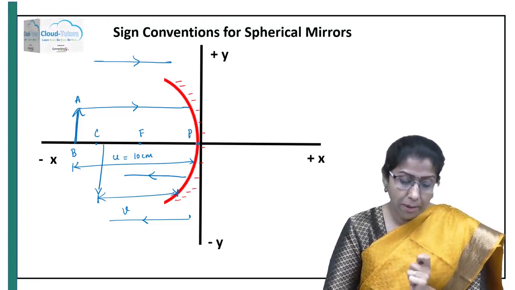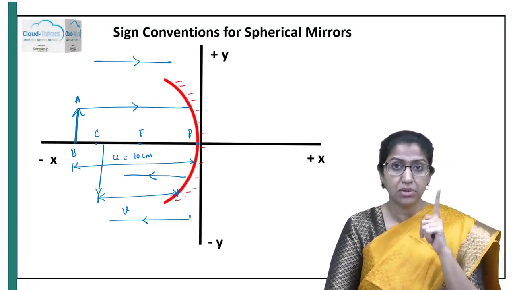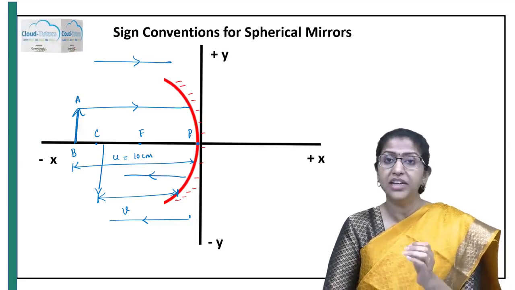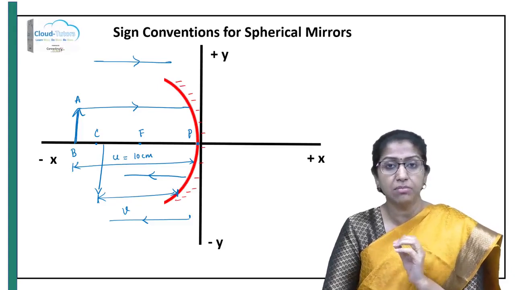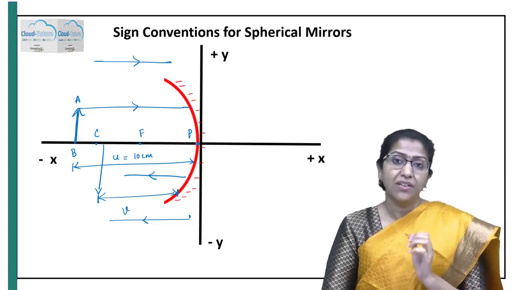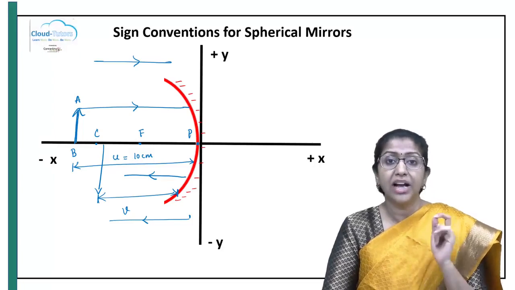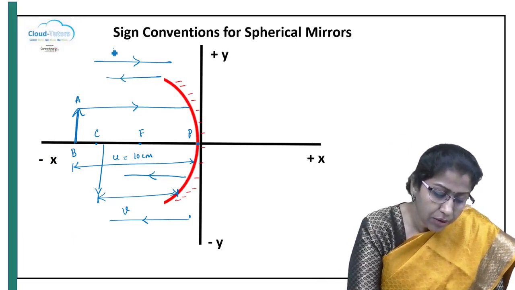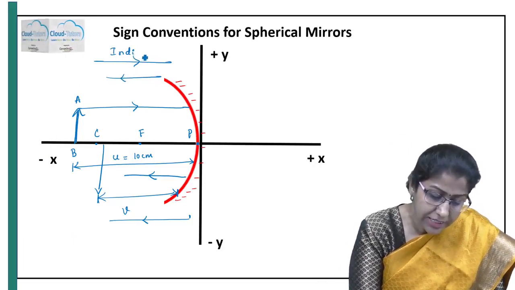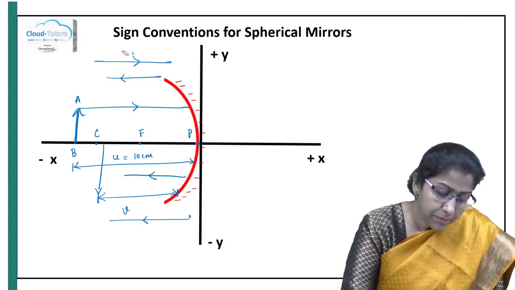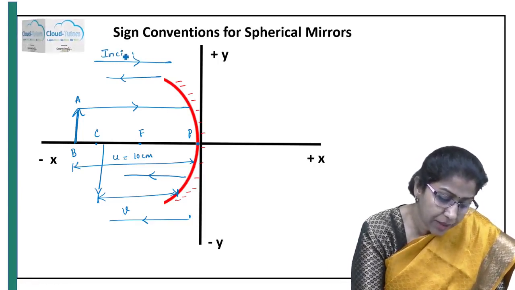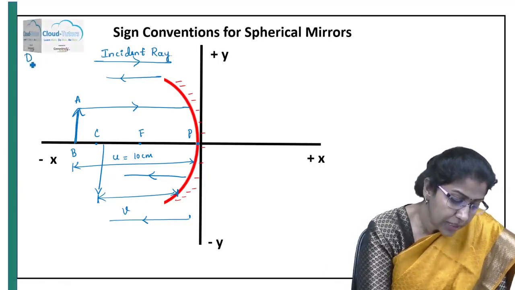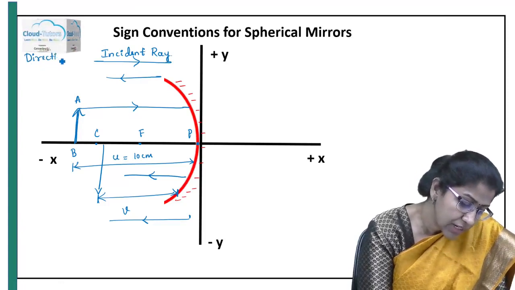Now, if you remember, the first rule is that all the distances have to be measured from the pole, correct? We did not have to assign any signs according to the first rule. So if I have to measure the object distance, I obviously start from the pole. Let me just write this: direction of the incident ray.